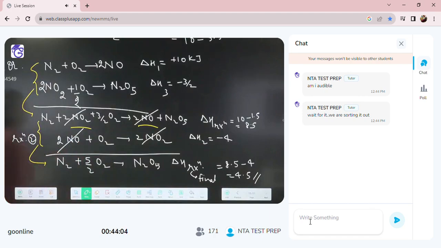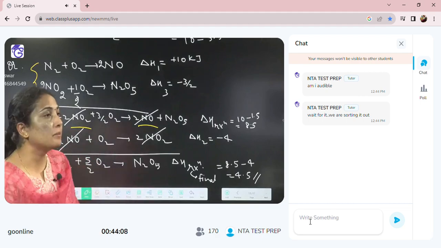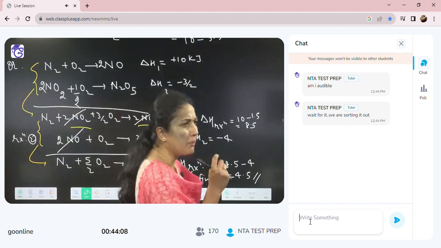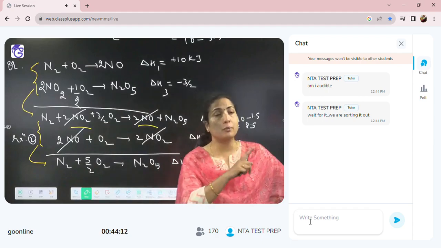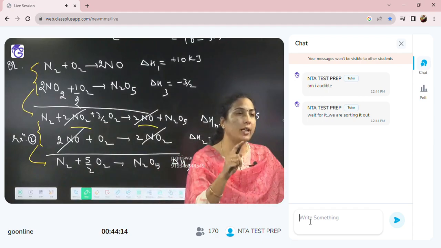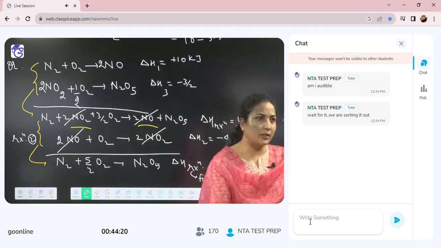Got it now? I hope there is no confusion. So sometimes if the examiner is giving you some extra reaction there, make sure that you are observing it carefully because majority of the time that extra reaction is for eliminating some extra reactant and product in any reaction.